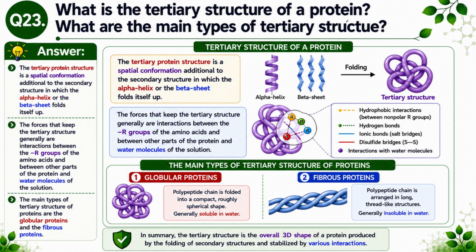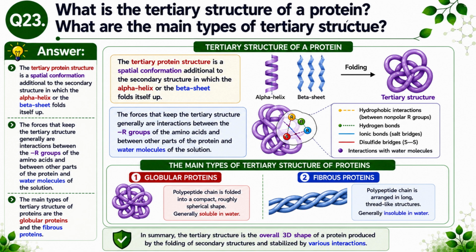Question number 23. What is the tertiary structure of a protein? What are the main types of tertiary structure? Answer. The tertiary protein structure is a spatial conformation additional to the secondary structure in which the alpha helix or the beta sheet folds itself up.